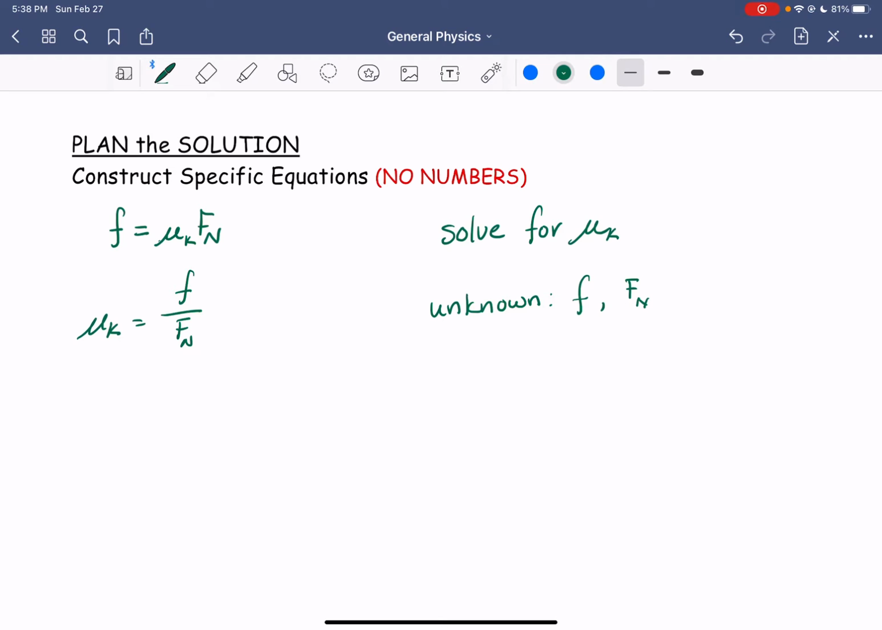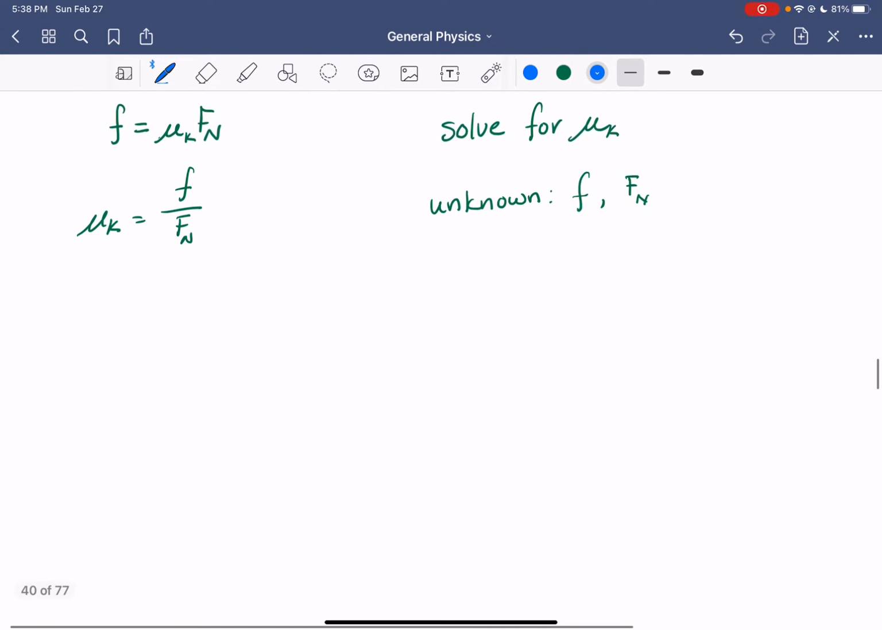So I need another concept which then will allow me to solve for those values. Okay. So since we said we are dealing with balanced forces, I can use the concept of Newton's first law.